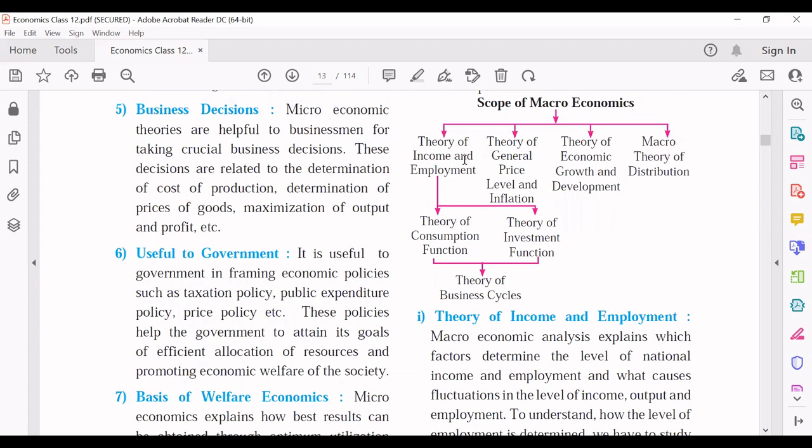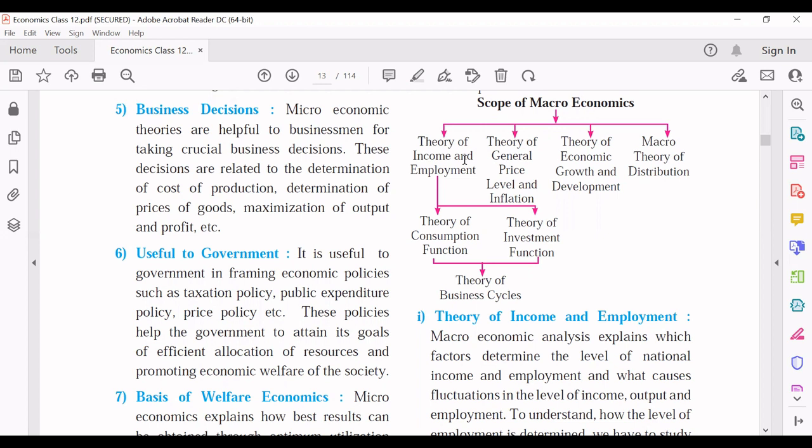Here we can also see that the theory of income and employment can be divided into two: the theory of consumption function and the theory of investment function. So when we come to income and employment, there is consumption that is mattering, and also there is investment that is mattering. And this leads to the theory of business cycles also. Because the money is coming into the business, then the consumption is happening, then the investment is happening, again money is generated, and that's how the business cycle goes on.